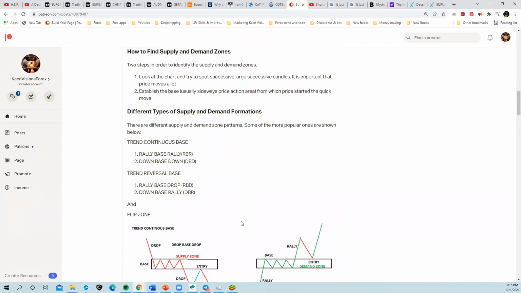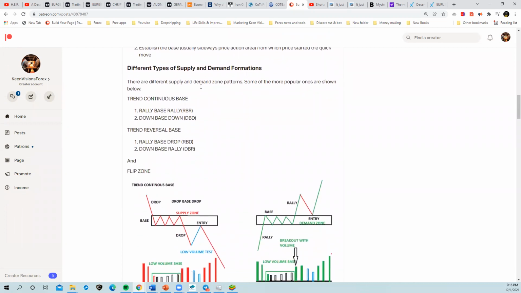Now, different types of supply and demand formations. It's kind of in the areas of market structure. There are different supply and demand zones. Some of the more popular ones are shown below. Trend continuous base. So we're going to start identifying these as RBR, or rally base rally, and DBD, down base down. Now that's for continuations. For trend reversal, it's going to be rally base drop, down base rally.